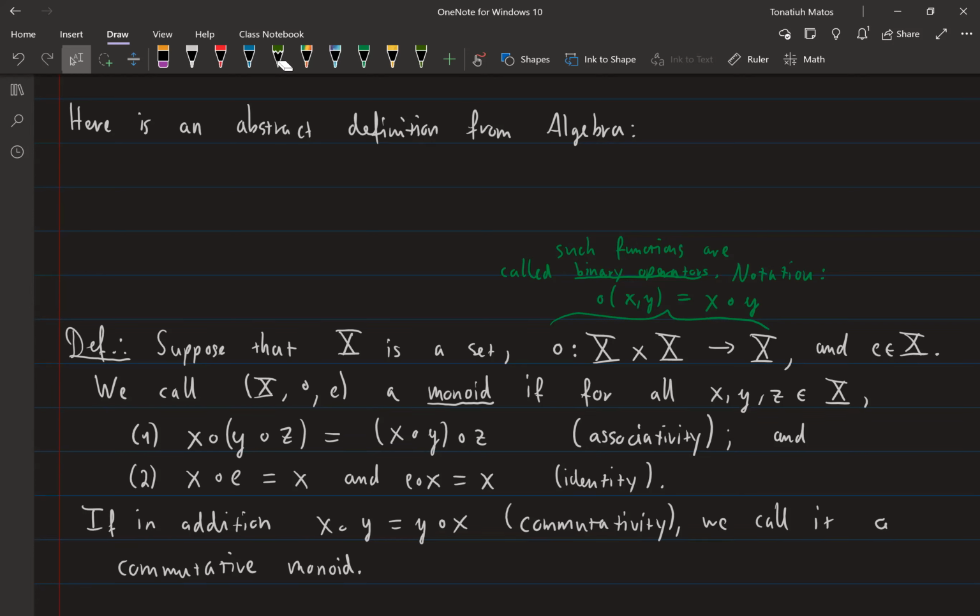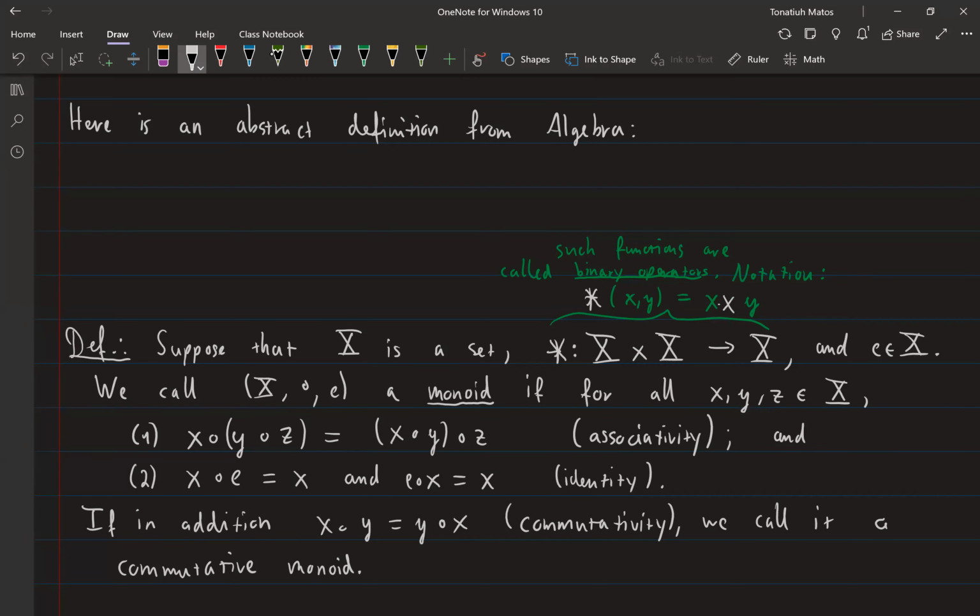So let's say that X is a set, and this is probably not a very good notation, so I'm going to change it as I go. Instead of this symbol, let me maybe add an asterisk or something. So an operation, or a binary operation, is a function whose domain is X cross X for some set. So you're taking pairs of elements and you're outputting a third element in the set.